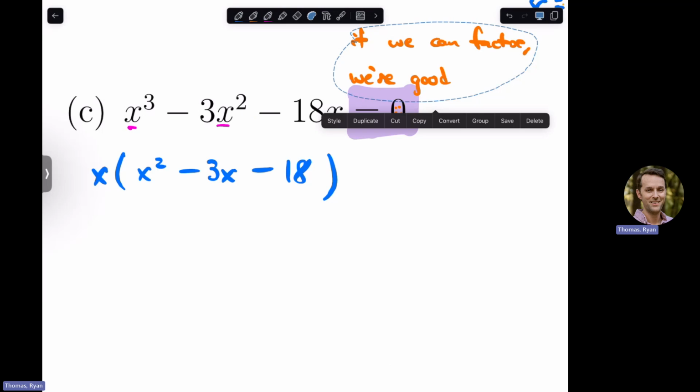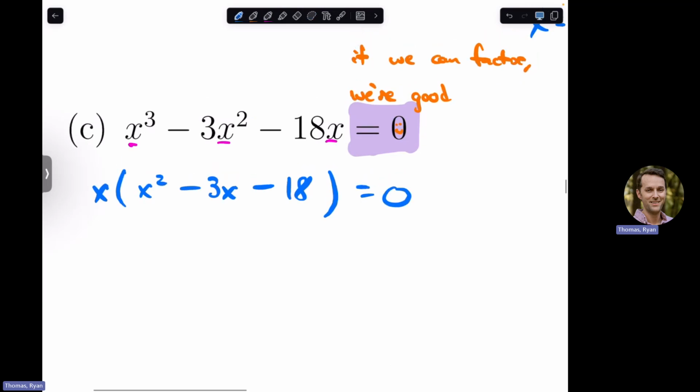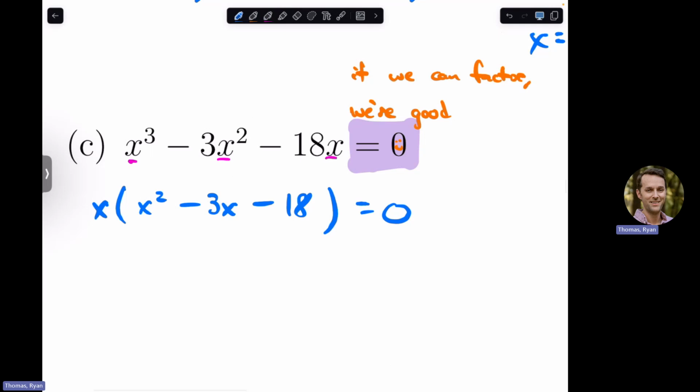It's quadratic. What do we know about solving quadratics? Everything, right? Maybe you can factor it. Can we find a pair of numbers that multiply to negative 18 and add to negative 3? Yeah, we can. That'll factor.